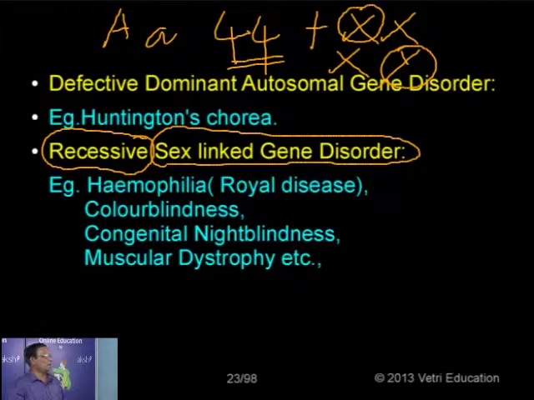Now here are some of the disorders caused by recessive genes, particularly located in the X chromosome. That is what they call recessive X-linked gene disorder. Though I mentioned here recessive sex-linked. So the four disorders I mentioned here are because of the recessive gene located in the sex chromosome, particularly the X chromosome. That is why it's called recessive sex-linked disorder, or simply recessive X-linked gene disorder.